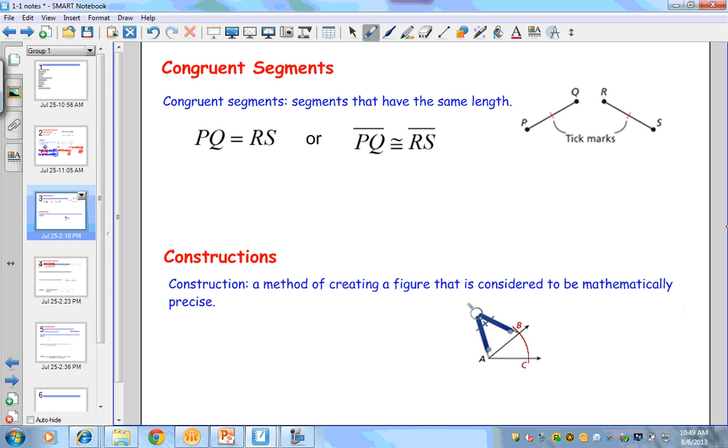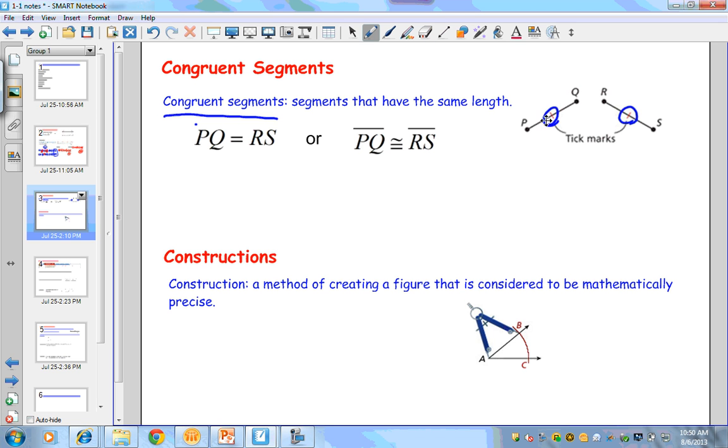Now, when we're dealing with geometry, we're going to be dealing with different types of symbols. What we're going to be talking about first is congruent segments. Congruent segments are segments that have the same length. Now, when you are dealing with a diagram or a picture, if you notice a little tick mark, a little hash in the middle of a side or maybe even an angle, but we'll deal with that later, these represent a congruent set of shapes, or in this case, line segments.